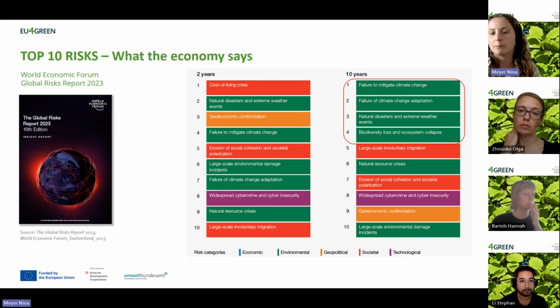Like, I would say, even number 5, large-scale involuntary migration, is part of environmental, because due to the global temperature change and due to those natural disasters, certain parts of the world become unlivable, and therefore people are forced to migrate, even though they don't want to.